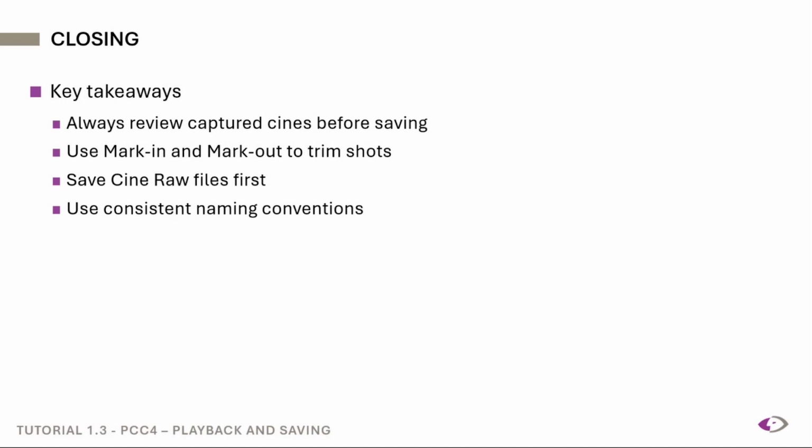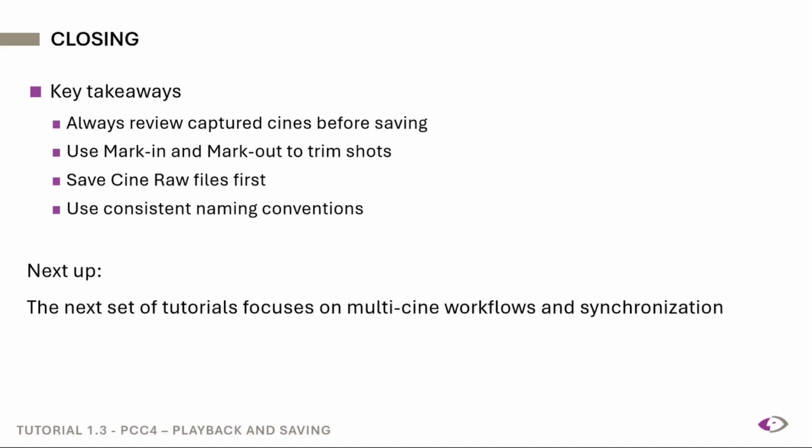To summarize, we reviewed a CINE stored in camera RAM, trimmed it using mark-in and mark-out points, selected our save parameters, and saved the CINE file. This workflow ensures efficient storage, consistent file management, and compatibility with advanced analysis tools. You should now be able to confidently capture and save CINE files from your Phantom camera. Our next tutorials will focus on multi-CINE workflows and camera synchronization.